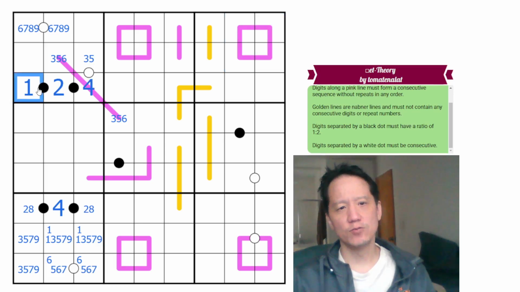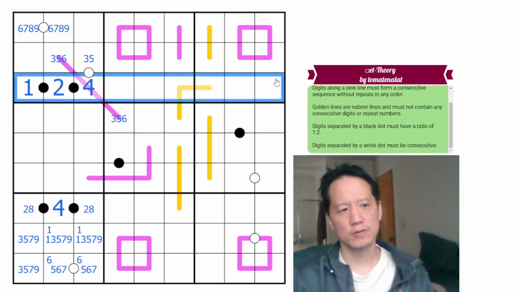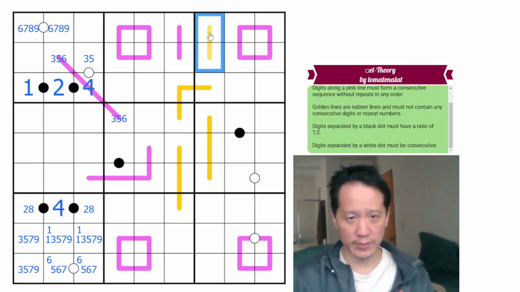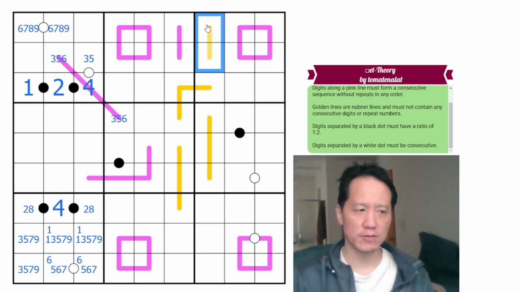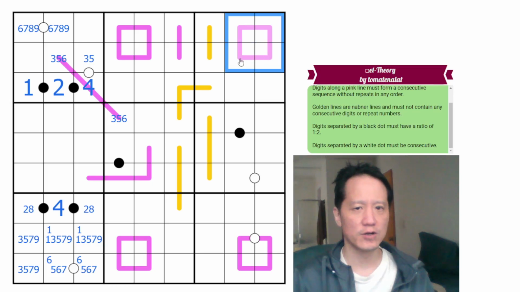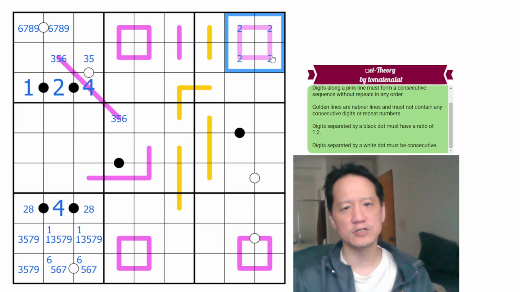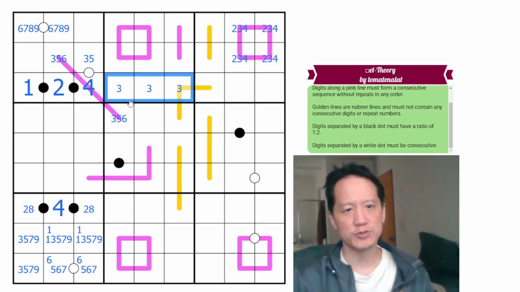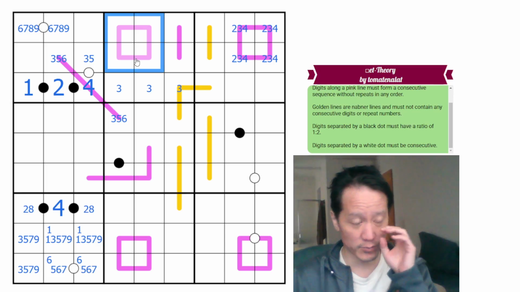If, again, so where is 1, 2, and 4 here? 2 and 1 cannot be on this Nabner line. So one of them has to be here. If there's a 1 here, though, the 2 also has to be here. And if there's a 2 here, there has to be a 4 here. So there's at least a guaranteed 2 here. So it has to be 2, 3, 4, which means 3 cannot be here, which means 3 has to be one of those 3. Well, this can no longer be 1 or 2 because they both require a 3.